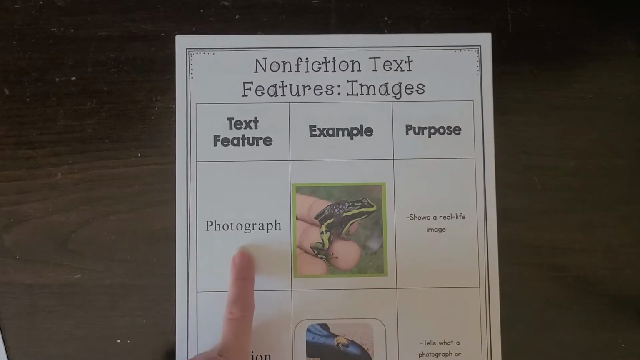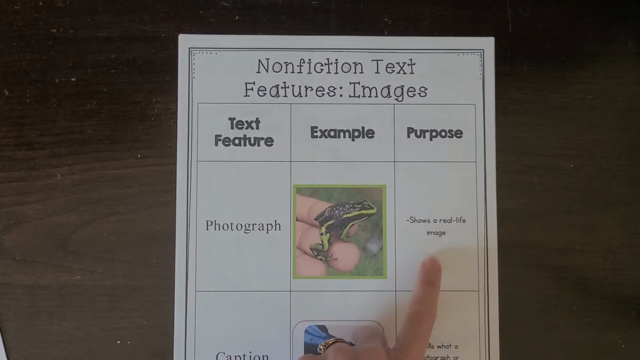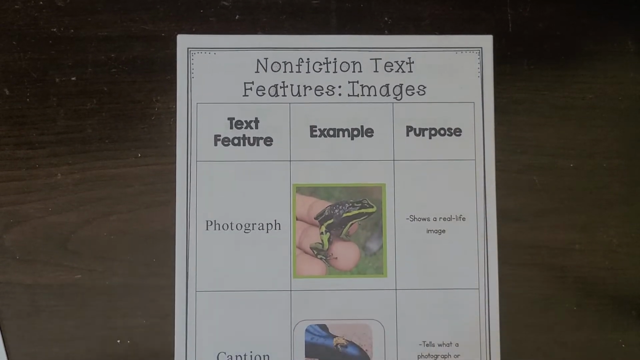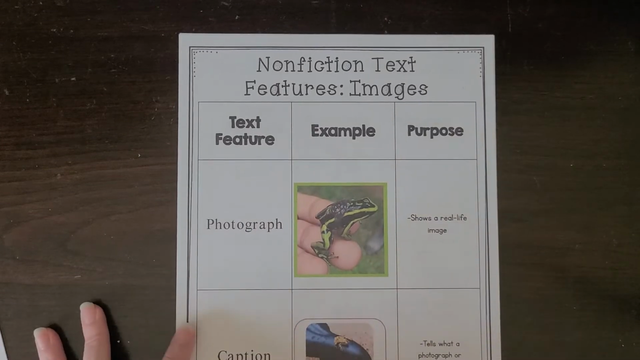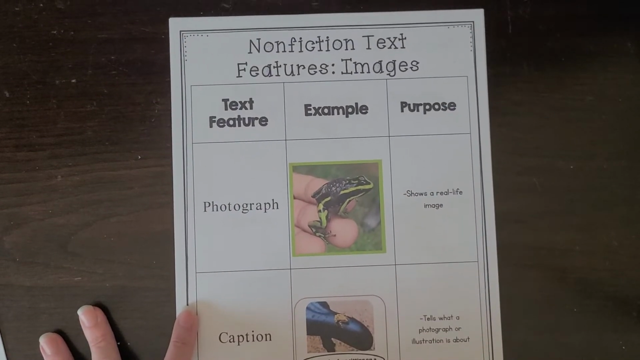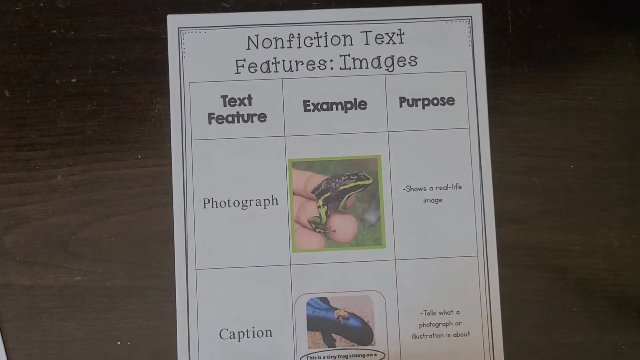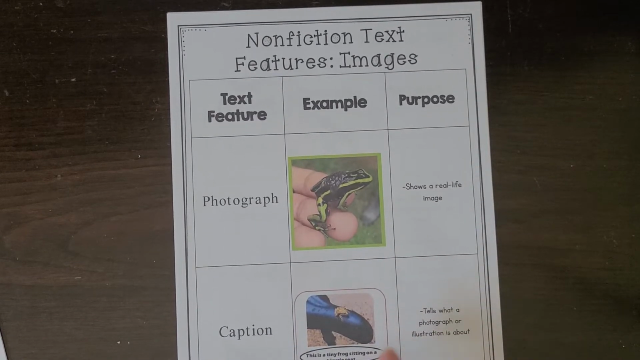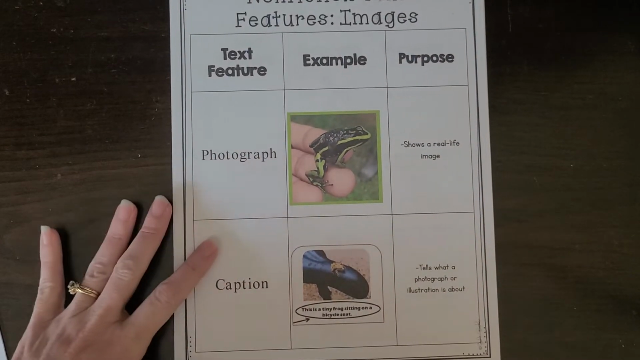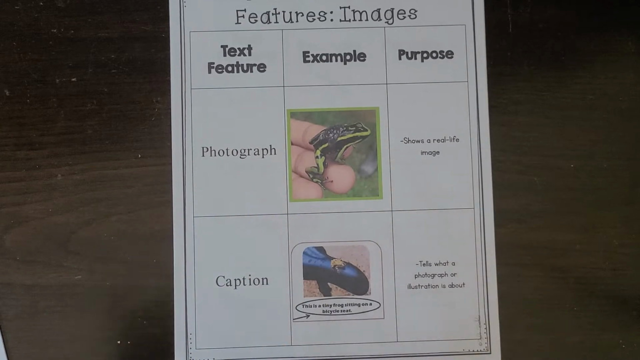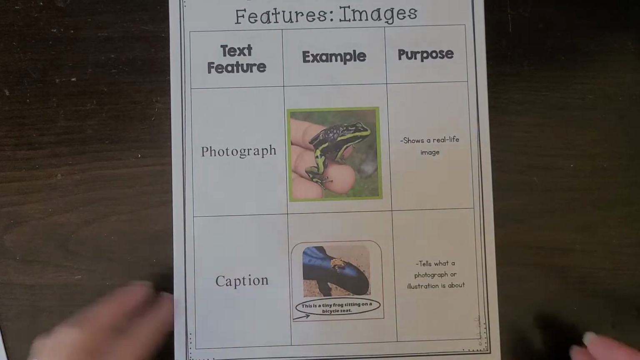So the text feature is a photograph. Here's your example. And the purpose was to show a real life image. So the author would use it to show the real life image and what it looks like. The caption, and then here is the caption below, an example. And then the purpose is to tell what a photograph or an illustration is about. So the purpose of this text feature is to show what the photograph or illustration is about.